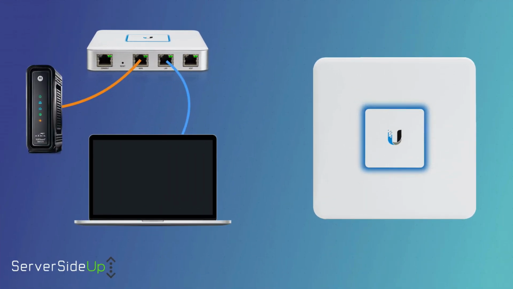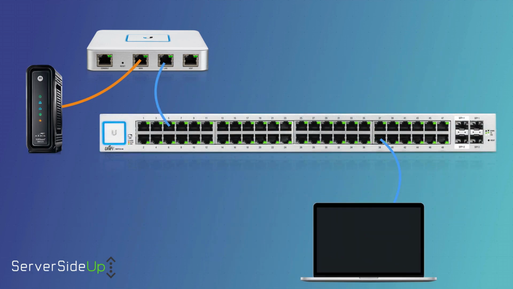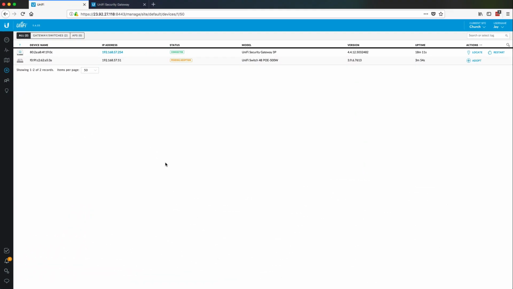Okay, so what I'm going to do is take my laptop and plug it into my Unifi switch. Then I'm going to run my switch into my USG, and we're just going to wait for that to power on for a minute here, until we have a white light on the switch itself. Once we have that solid white light on the switch, we can jump back to our controller and see right away that we have a new device that's pending adoption.